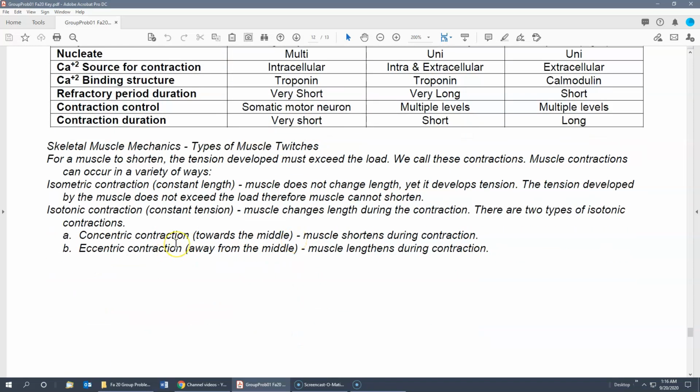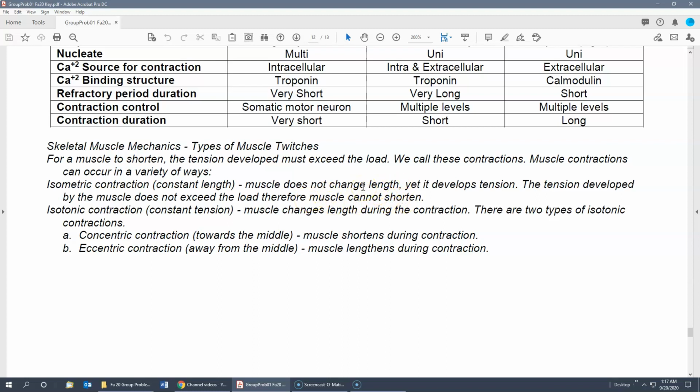I also added the muscle twitches here. In order for a muscle to move, the tension developed must exceed the load. All right, and that's especially true of shortening. We call those contractions, and muscle contractions can occur in a variety of ways. You can divide it up into three basic types. The first type is called isometric. Iso, same, metric, length. So isometric means you develop tension, right? But there's no change in length.